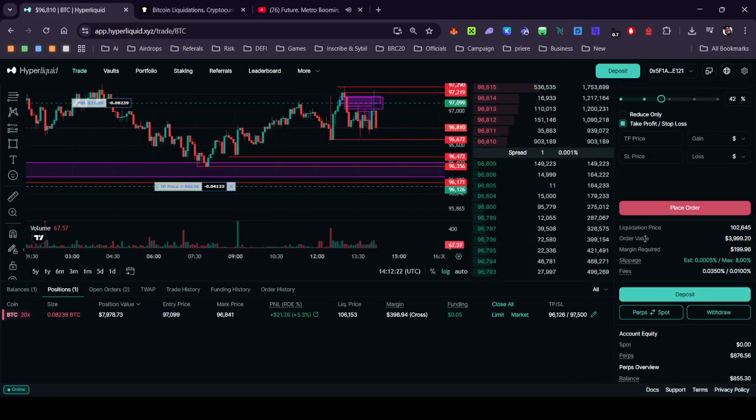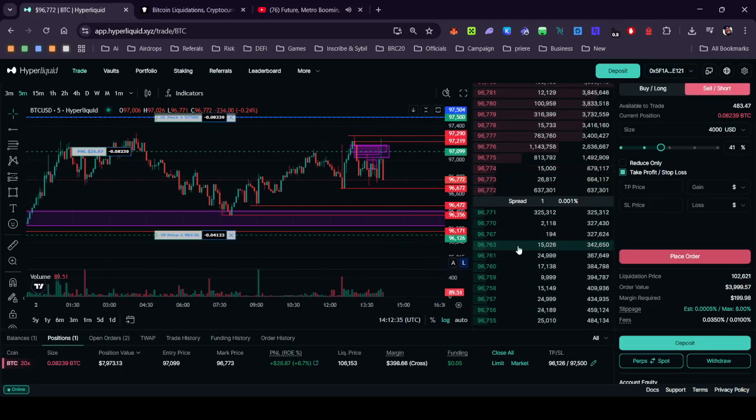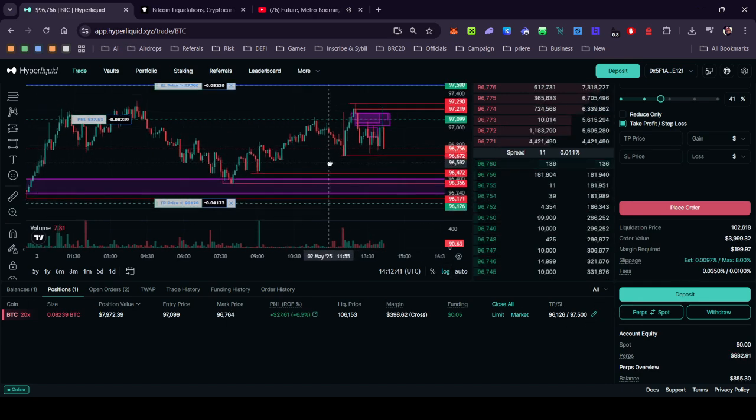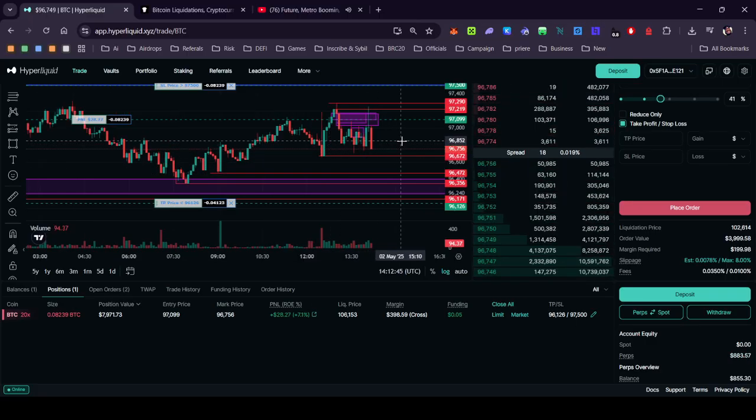Currently making $21, which is 2% of my account, and close to 3% of my account. So if I was risking 1%, I just made 3% of my account, which is already great to start the day with. More than the bread and butter that is needed.